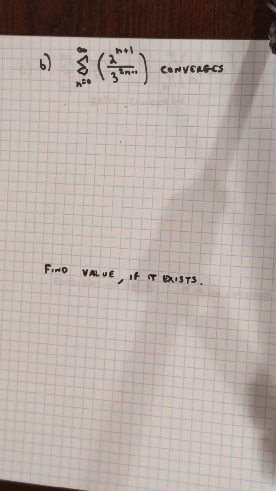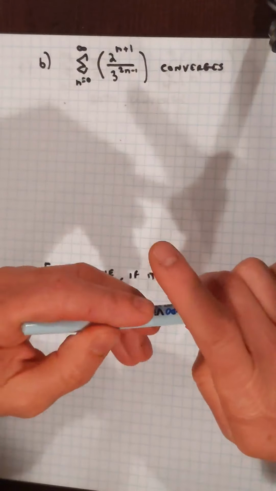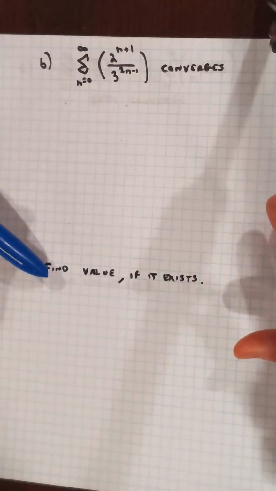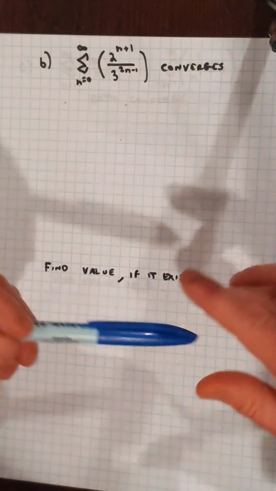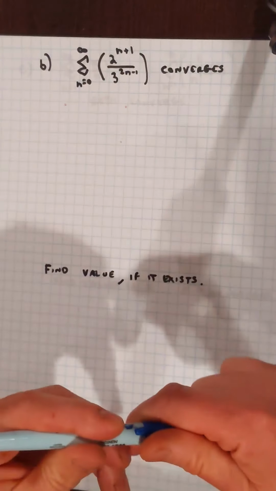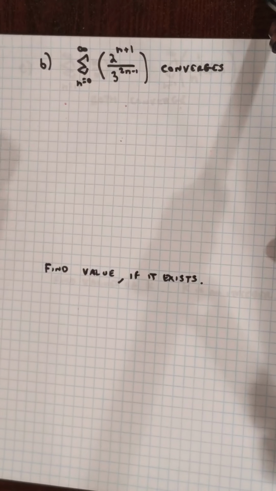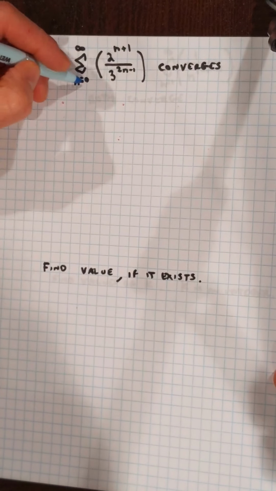Part B says this series converges. Not only does it converge, they're going to ask you to find the value, but they caveat with "if it exists." The only way you could find a value for this is if it's geometric. I'm not sure if it's geometric, so I'm going to plug in my values.